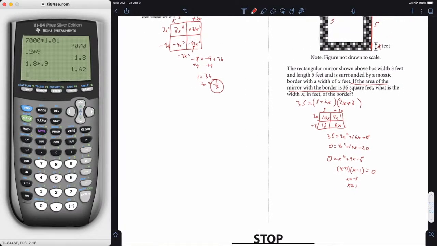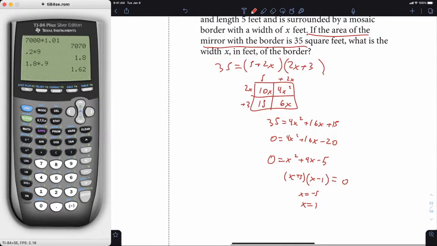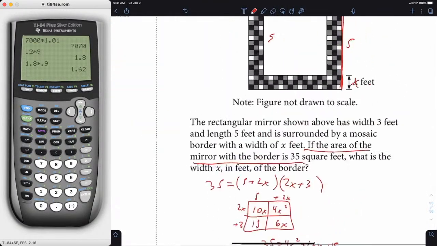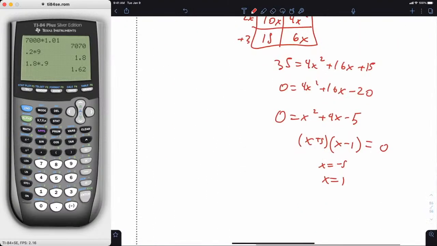What is the width x of the border? I'm going to say it's 1 here because we don't want a negative value, and we can prove that. Yeah, it's 1. If this is x, this is 1, and this is 1, then this whole side would be 7, times this whole side, which would be 5. So 7 times 5 is 35. The answer is 1. Booyah!